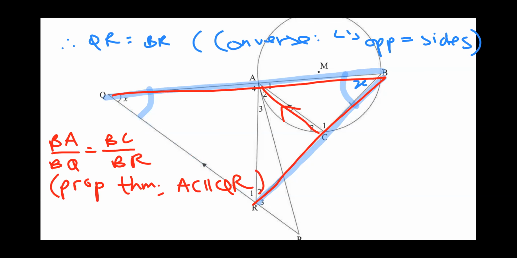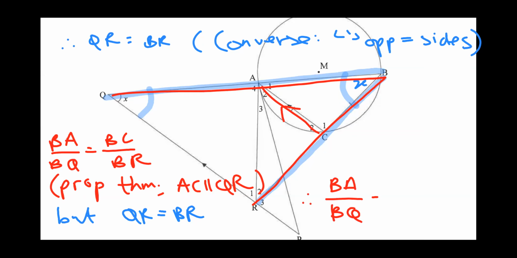It's so important that you write all of this down. And now we say, but since QR is equal to BR, we can then just substitute the BR with a QR, which means that therefore BA over BQ is now equal to BC over QR. And that's your final conclusion.